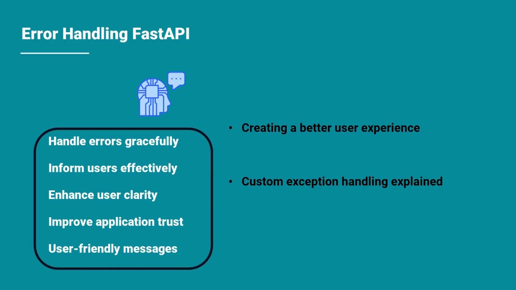You just create a function that takes in the request and exception, then returns a response that fits your needs. So whether it's logging the error, sending an email notification, or just showing a friendly message, you have the tools to manage it all effectively. Keep in mind, a good user experience is all about clarity and ease. Embracing error handling in your FastAPI is a fantastic way to build trust with your users.